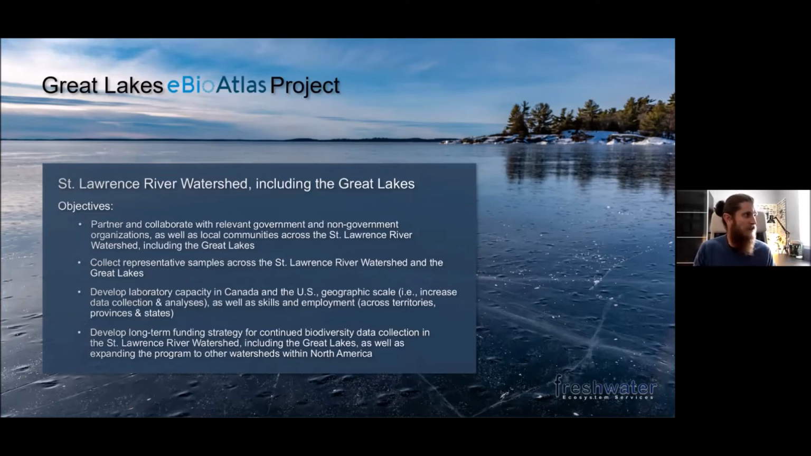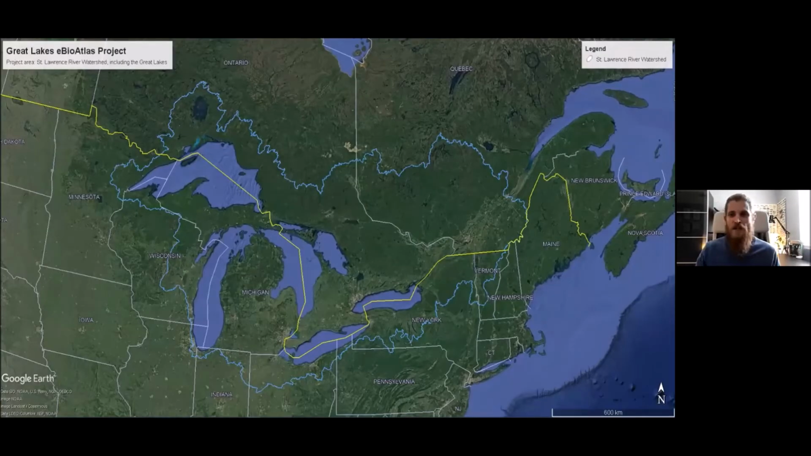So we selected the St. Lawrence River watershed. This is what it looks like on a map, right down into the Gulf of St. Lawrence, and includes the Great Lakes. This is the largest freshwater ecosystem in the world. It contains about 25% of the world's fresh water, and it sustains the livelihood of most of Canada and the United States.